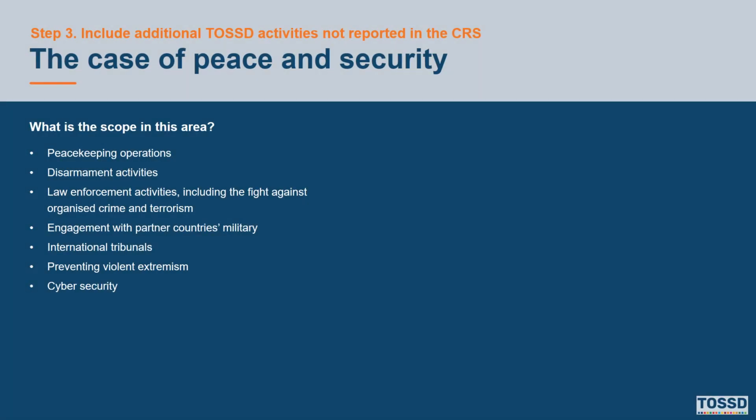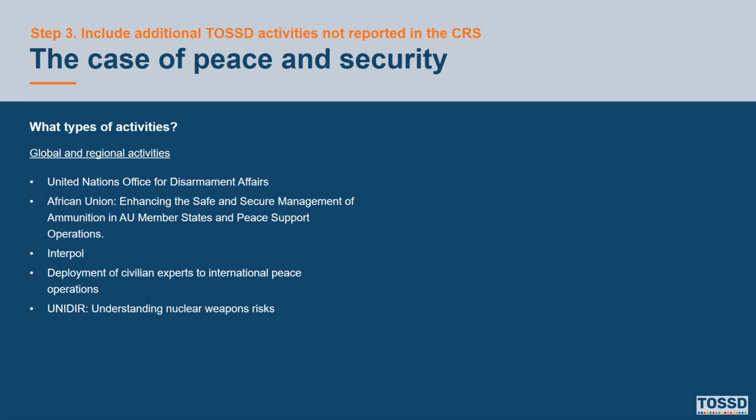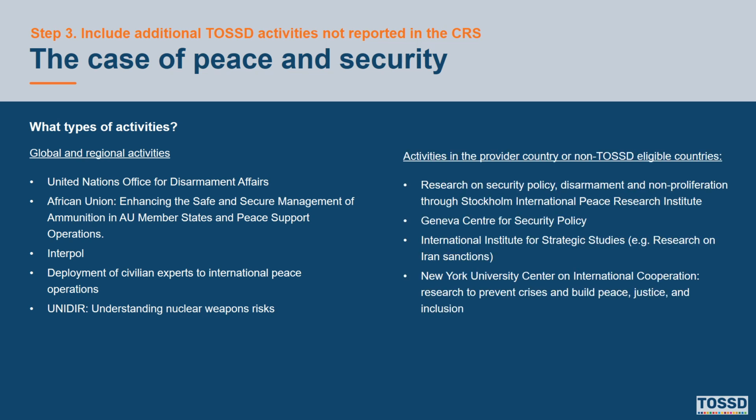Providers can also report additional activities in the area of peace and security. This encompasses, for example, peacekeeping operations, cyber security, or international tribunals. This slide presents examples of global and regional activities as well as activities taking place in the provider country or non-TOSSD eligible countries. Global and regional activities would be, for example, the deployment of civilian experts to international peace operations or contributions to the UN Office for Disarmament Affairs.